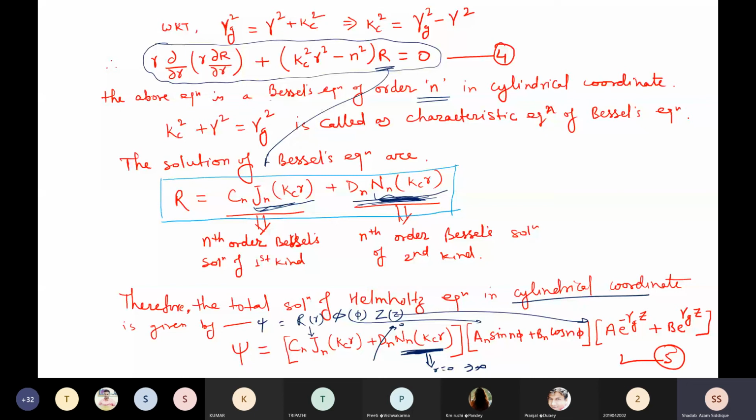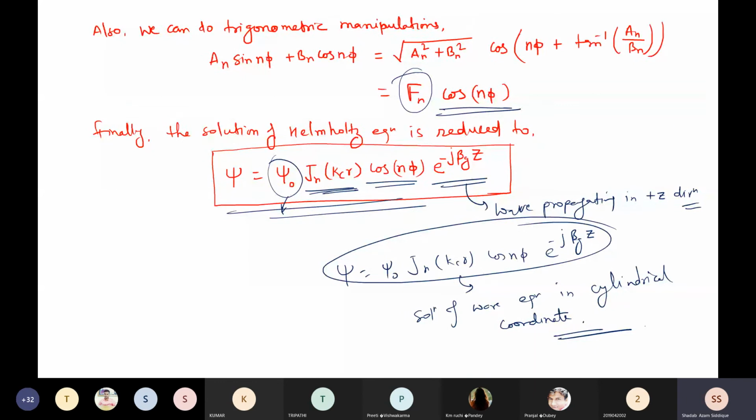So we will equate D_n equal to 0, and with trigonometric manipulation this can also be minimized. And here we can take the negative e to the power minus gamma g into z, because the wave is propagating in the plus z direction. So we got a simplified solution here: Ez equals E0 J_n(k_c r) cos(n phi) e to the power minus j beta g z. Okay, this is the solution which we have got.